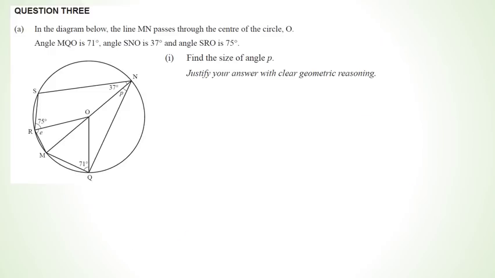Okay guys, in this question you've been asked to find angle P. The first angle I'm going to find is this one here. I'm going to call that angle NMQ. Angle NMQ is going to equal 71 degrees, because of base angles of an isosceles triangle.